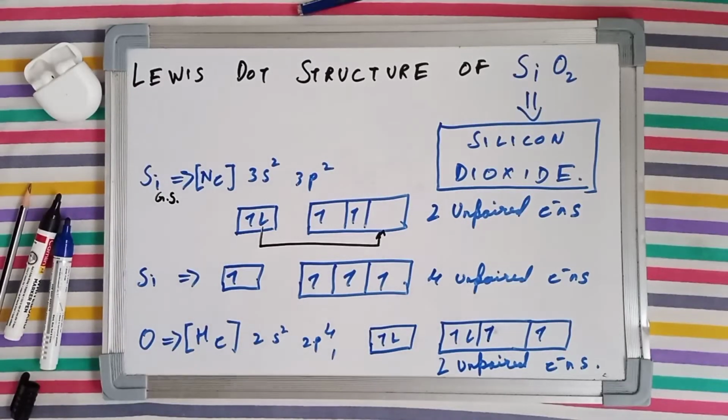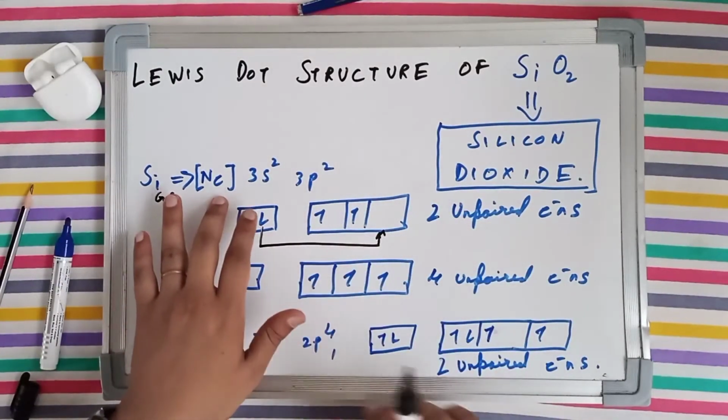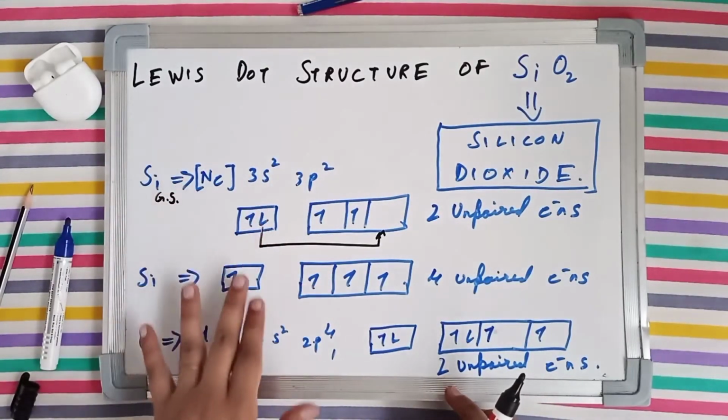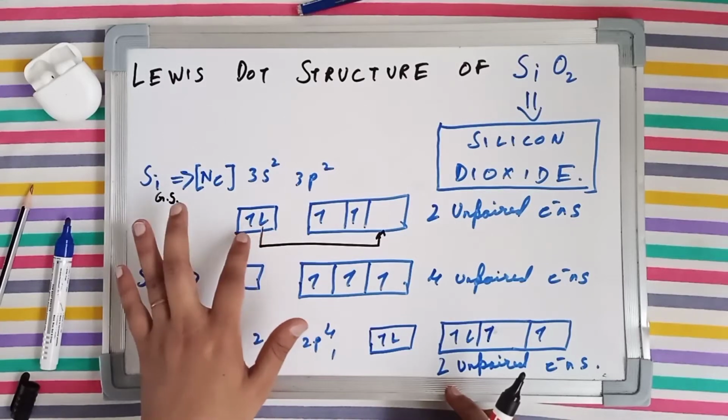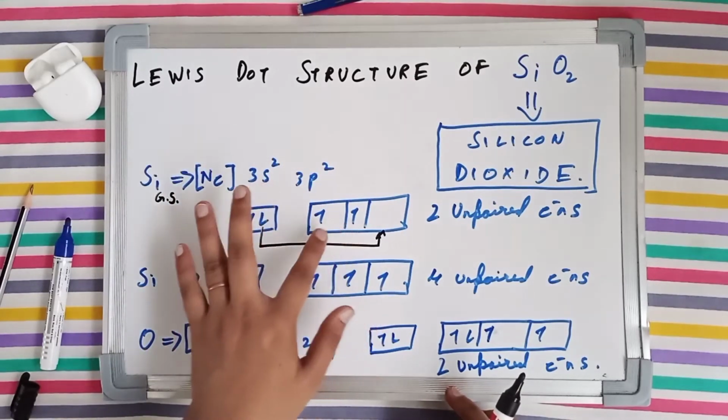We want to make the Lewis dot structure of SiO2, which is known as silicon dioxide. Now the electronic configuration of silicon in its ground state is the inert configuration of neon, 3s2 3p2. The orbital diagram for the respective electronic configuration is this: 2 electrons in the 3s subshell and 2 electrons in the 3p subshell.